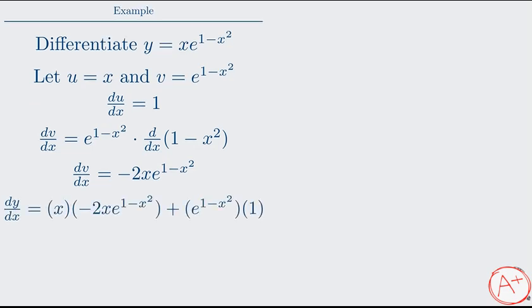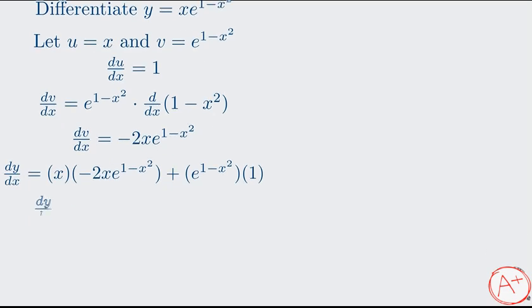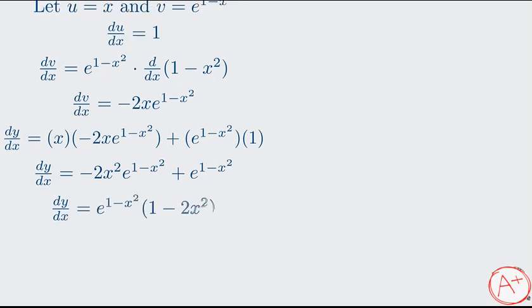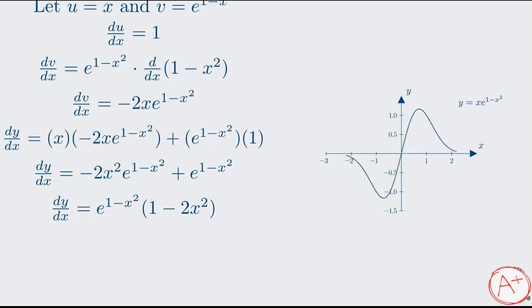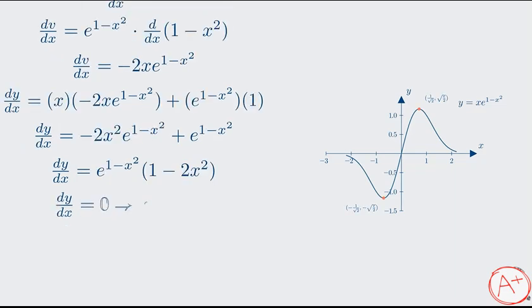Now apply the product rule: u times dv/dx plus v times du/dx. This simplifies to negative 2x squared e to the power of 1 minus x squared plus e to the power of 1 minus x squared. Factoring out the exponential term gives the final derivative, e to the power of 1 minus x squared times 1 minus 2x squared. This derivative allows us to find the exact coordinates of the stationary points. By setting the gradient to 0, we find x equals plus or minus 1 over the square root of 2, as seen on the graph.